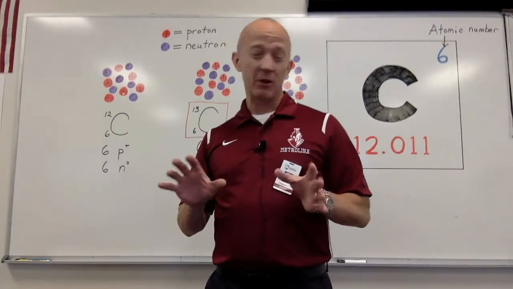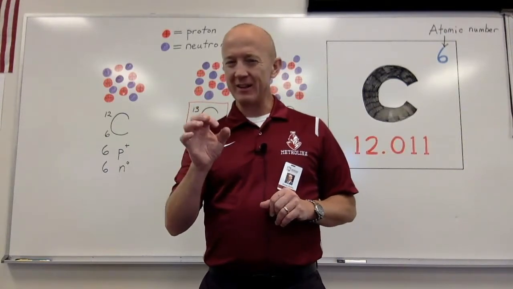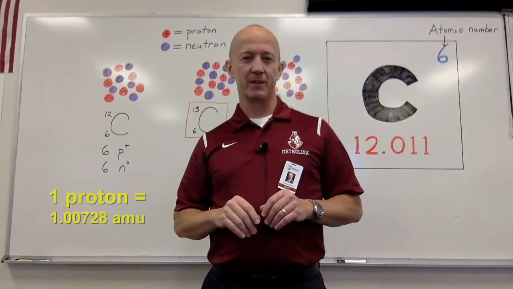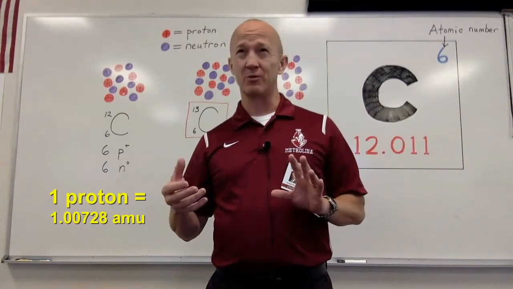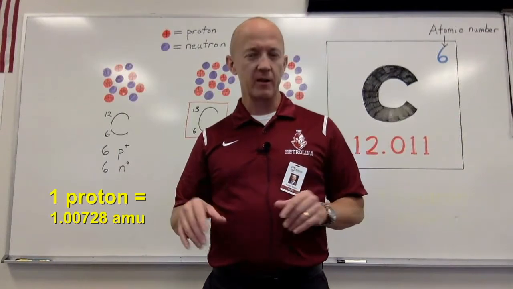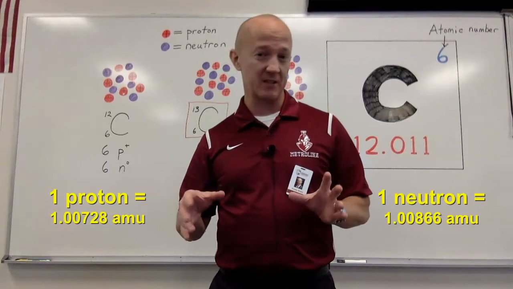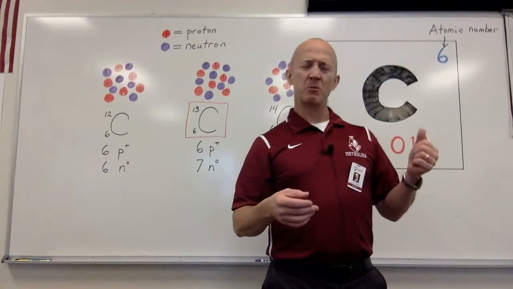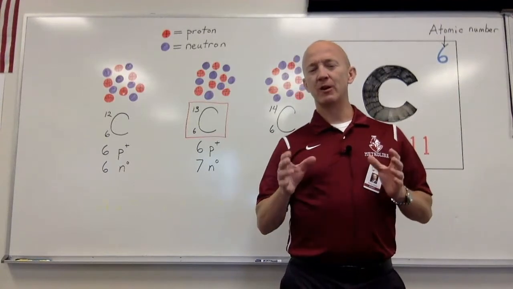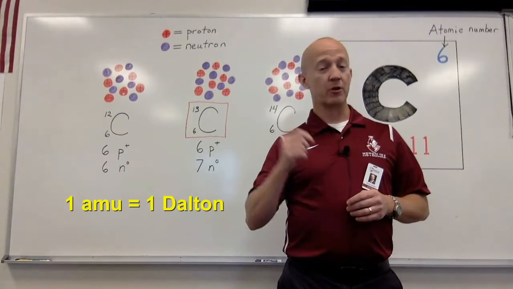By the way, in the interest of full disclosure, protons and neutrons are actually slightly greater than one atomic mass unit. The proton is about 1.00728, give or take, and a neutron is about 1.00866 atomic mass units. So there you go. And here's something cool. You remember when we talked about John Dalton before? Well, in honor of him, the atomic mass unit is often called the Dalton.